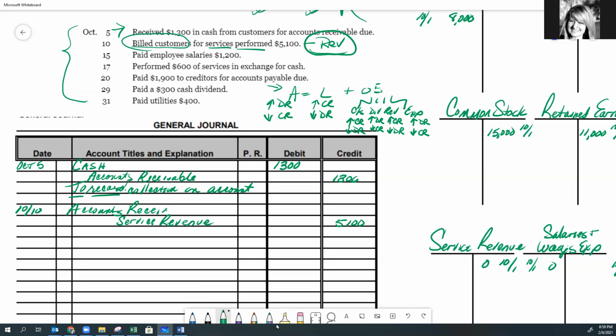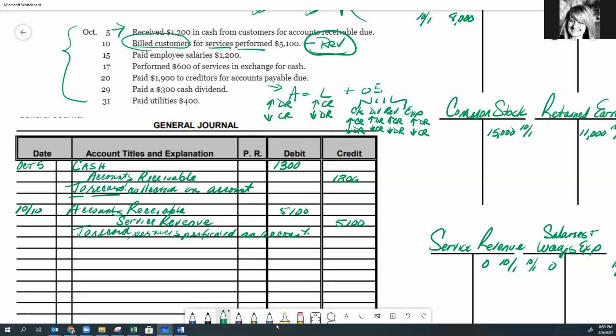Making that asset increase. Okay, to record collection, oh, that wasn't collection. To record services performed on account. That means we didn't get paid at the time that we provided the service.